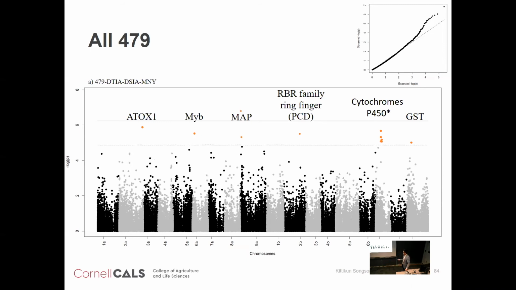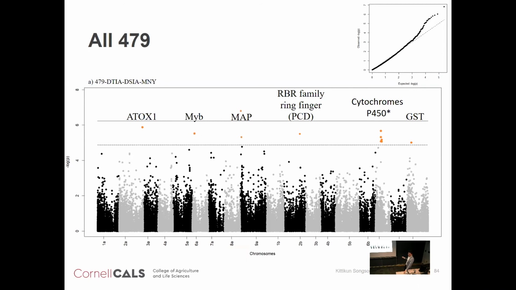And it's showing something here: a significant peak related to an antioxidant protein, which is very good in terms of resistance to bipolaris leaf spot. MYB, which is related to biotic and abiotic stress. This one, the ring finger, is related to programmed cell death.